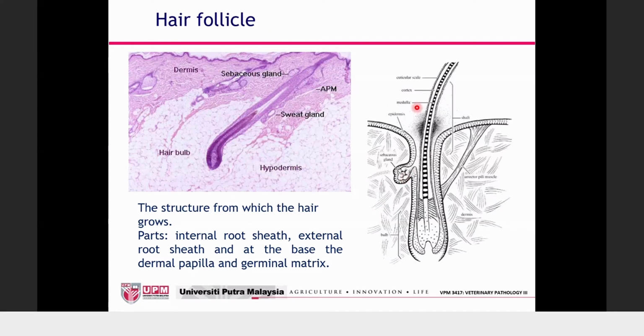This is the bulb, the hair bulb, and then you have this, the shaft of the hair follicle. Usually these hair follicles are surrounded by other structures, for example the arrector pili muscle and also the sebaceous gland, which will secrete sebum, and the hair will help distribute the sebum on the skin.